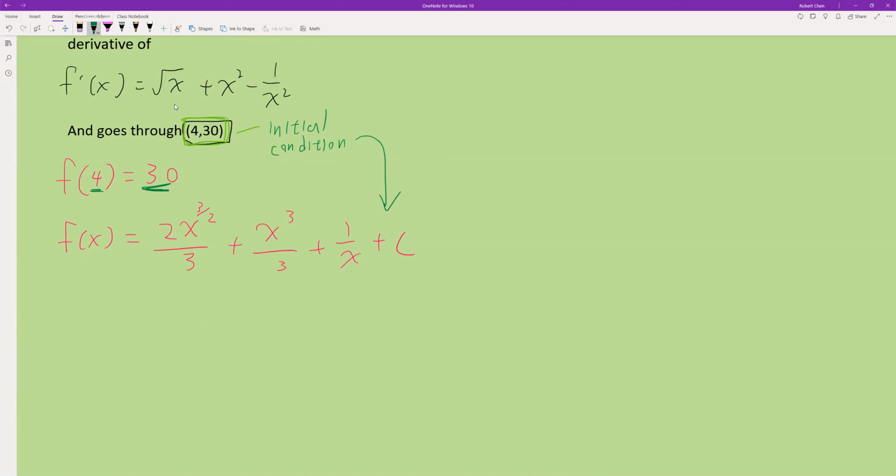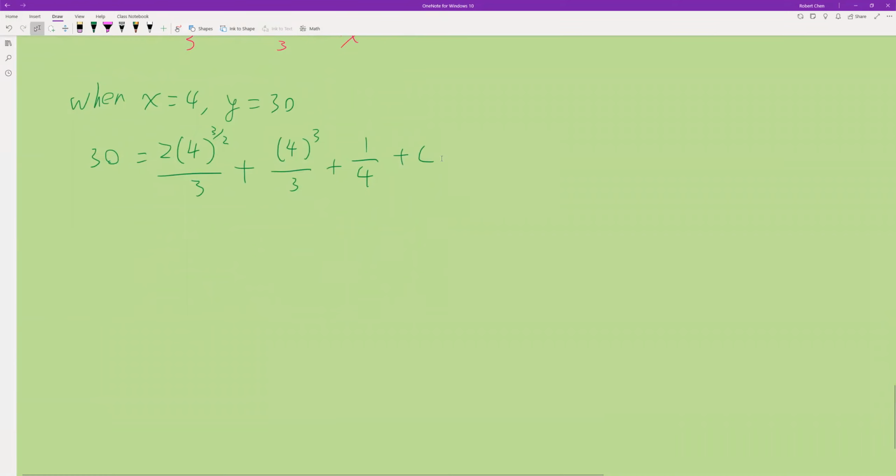So this is what we have. When x is 4, y is 30, right? Therefore, 30 is equal to 2 times 4 to the power of 3/2 over 3 plus x cubed over 3, that's 4 to the third power over 3, plus 1/x, that's 1/4, plus c. Now you'll see that in this equation, the only unknown is the constant c, right? And all we can do is try to solve for this unknown c. Let's go ahead and evaluate this.